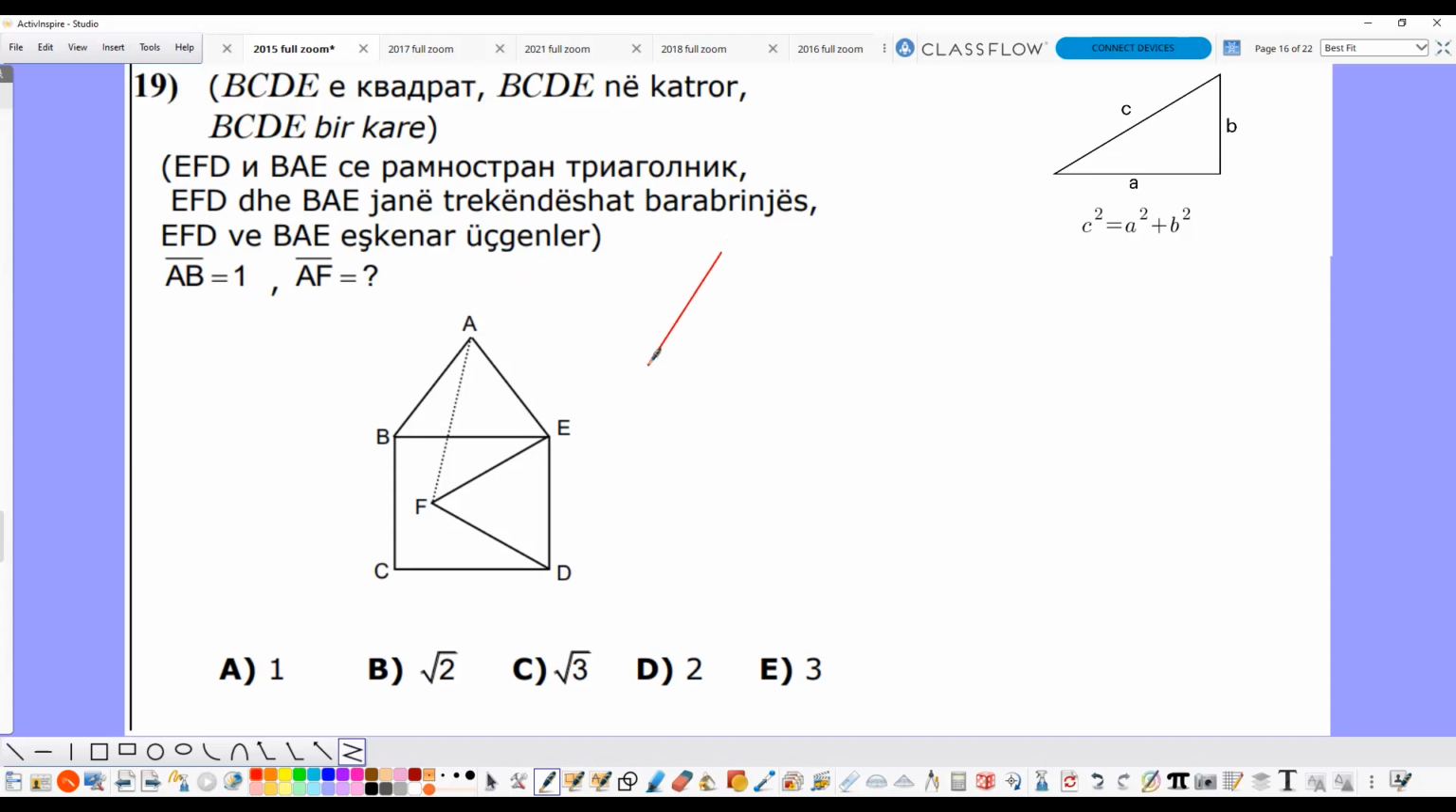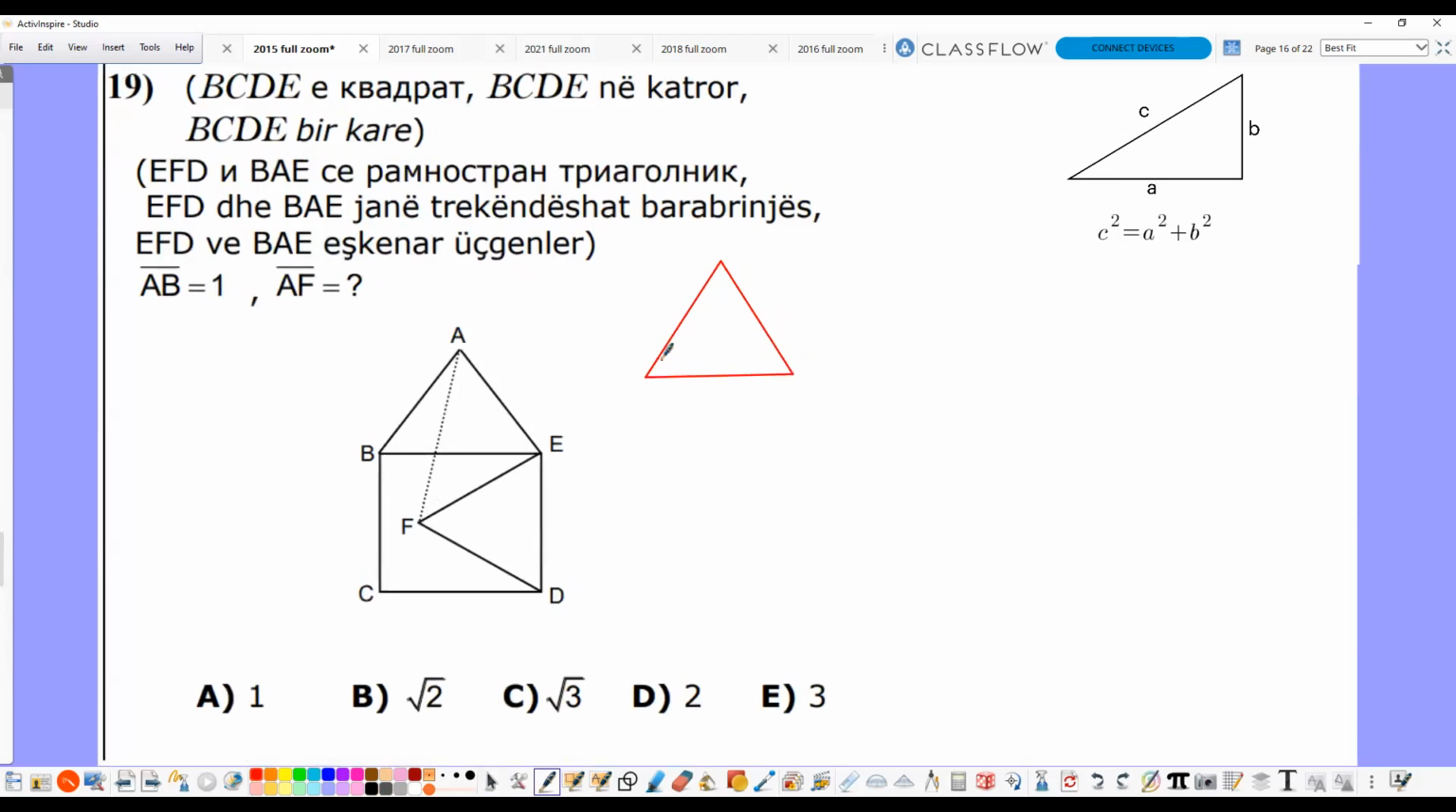In an equilateral triangle, all the angles are equal to each other, which means all the angles are 60, 60, and 60. This angle is 60 degrees, this angle is also 60, and this angle is 60. And it says that EFD and BAE triangles are equilateral triangles. Here also this is going to be equal to 60 degrees.